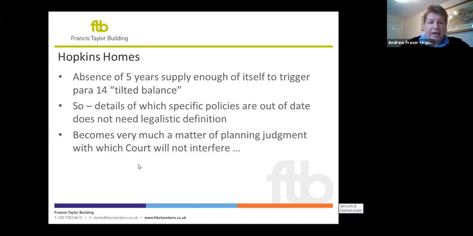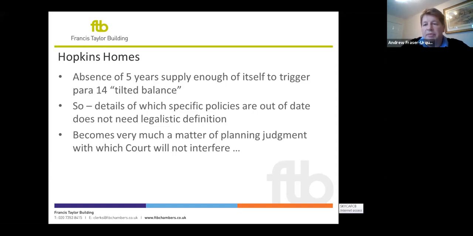Good, sorry about that. Now, Hopkins Homes has become possibly rather dated by the new provisions of paragraph 11, but it does, of course, still have some fundamentally important learning for us as the only, I think, Supreme Court case specifically on the tilted balance and so forth.